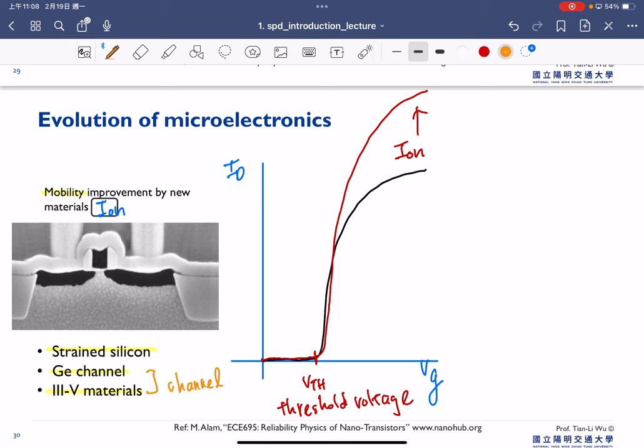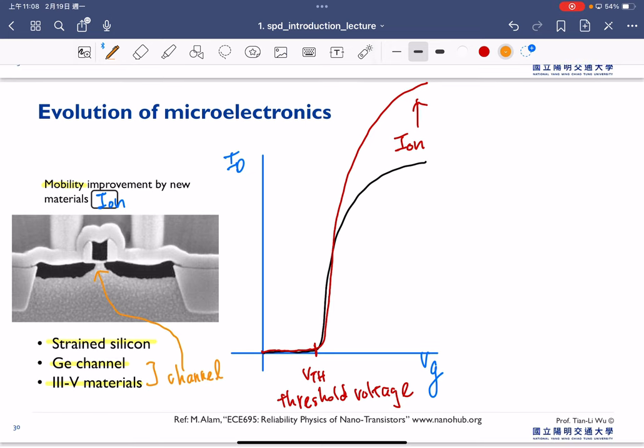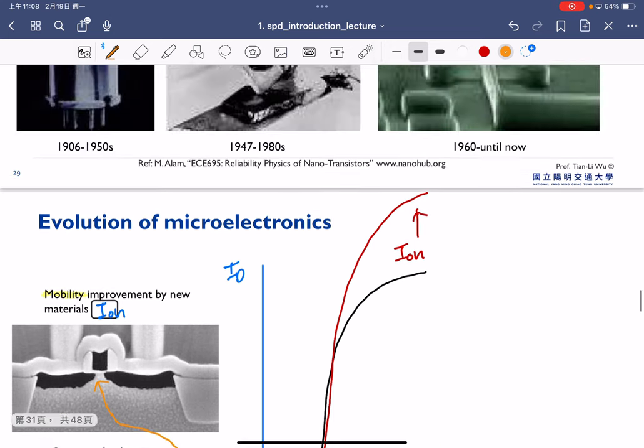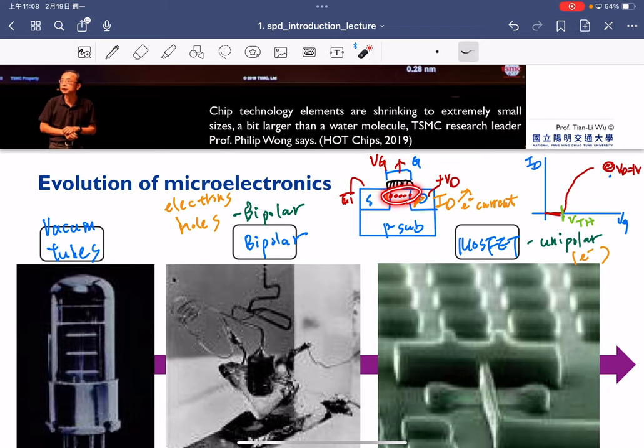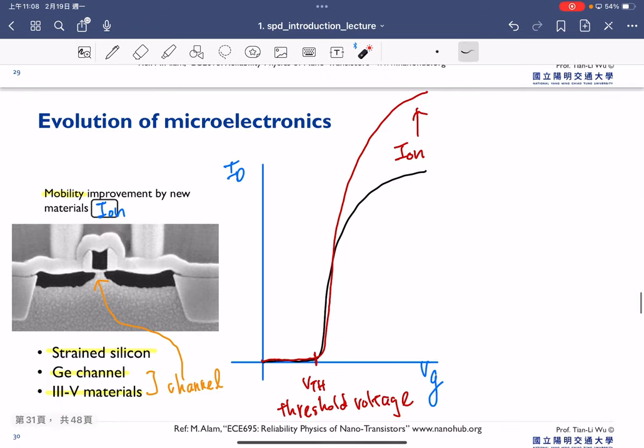And where is the channel? This is the channel. Why is this the channel? Because this is a place where our carriers flow, and that's why we call this a channel. So if you look at this one, we are trying to do some innovation in the channel because we want to improve the ion.